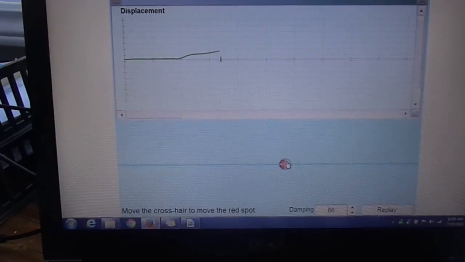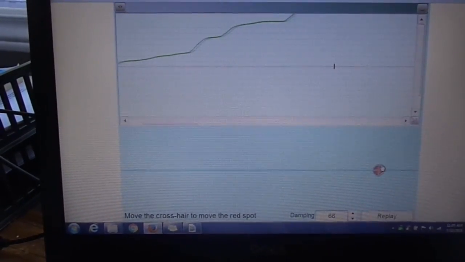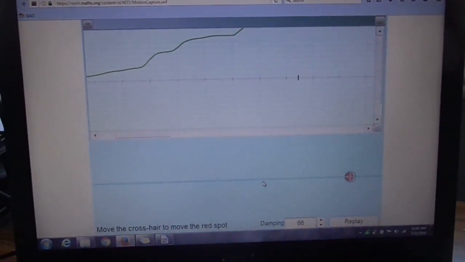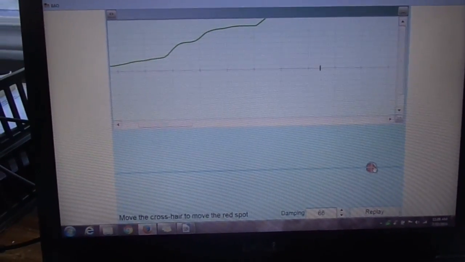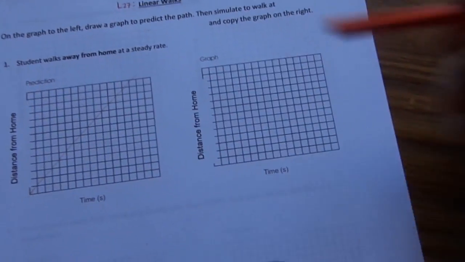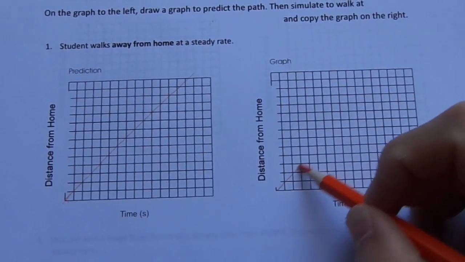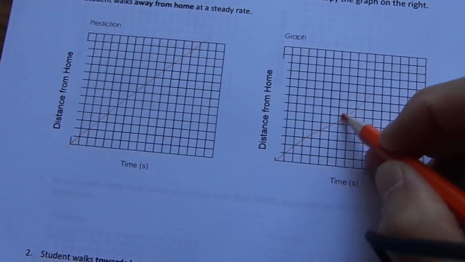Now, if I want to go at a faster rate, you notice those bumps probably should not happen, but because my hand can't stay still, it can't stay steady. That is walking away from home. And going back to your actual graph, the actual distance is fairly accurate, so it should be about a straight line.